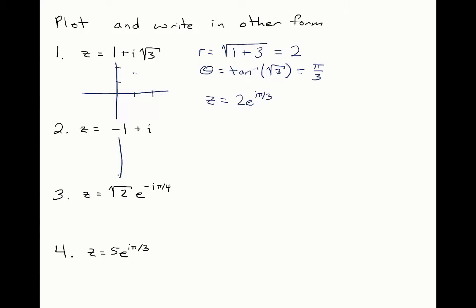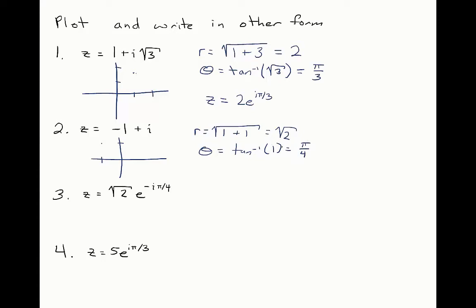Alright, let's plot our next one. So this one is a negative real component and a positive imaginary component. And our magnitude is the square root of 1 plus 1. So our magnitude here is just the square root of 2. The inverse tangent of 1 is pi over 4.